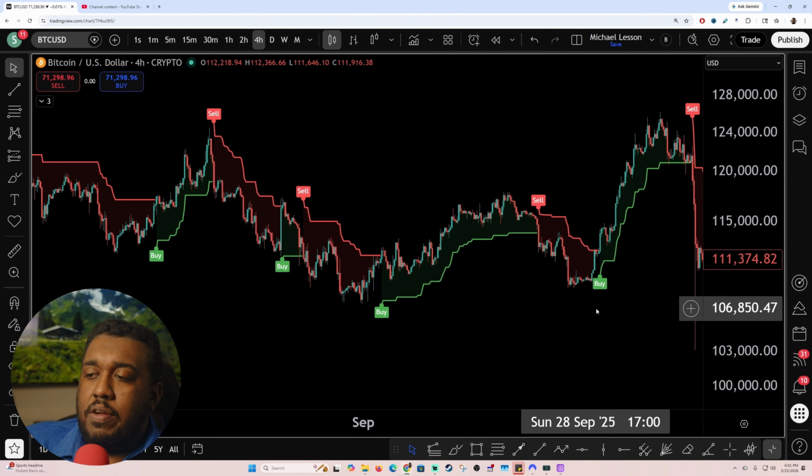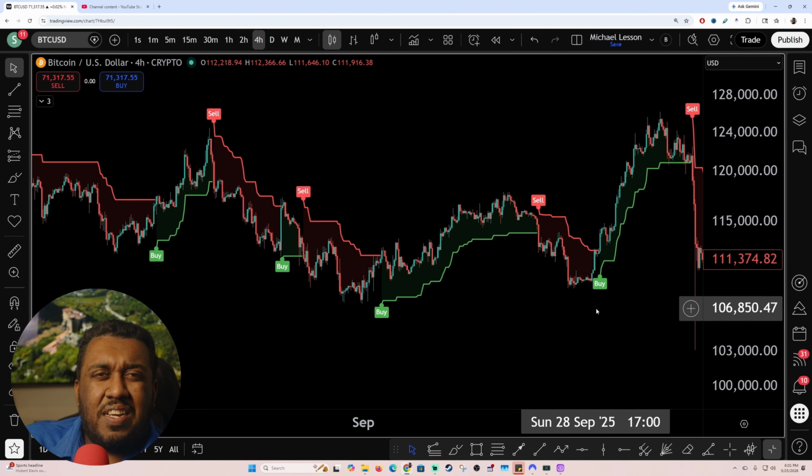You can usually pair this up with a stochastic or an RSI like I do, and I'll be talking about that strategy a little bit later, maybe next week or sometime.